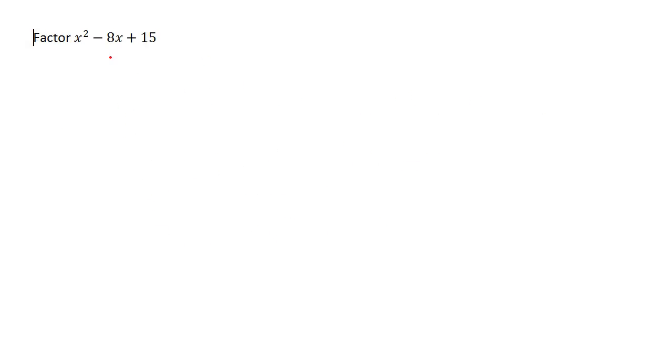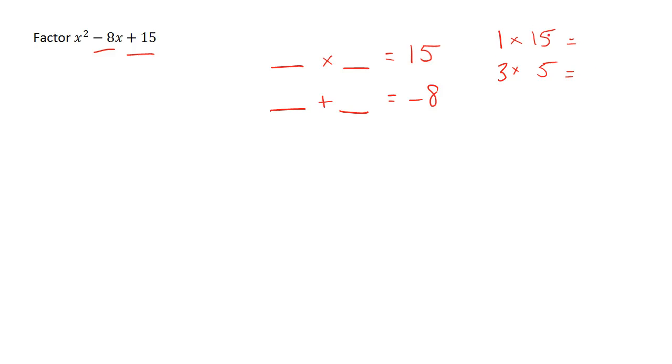Now for this example, the two parts we're going to look at are this negative 8 and this positive 15. We need to consider what two numbers multiply to give us positive 15 and what two numbers add to give us negative 8. And they must be the same pair of numbers. We always want to start with this 15. So how can we multiply to get a 15? Well, we can go 1 times 15, and we can go 3 times 5. Those are the two ways that we can get to positive 15. So 1 times 15 is 15, and 3 times 5 is 15.